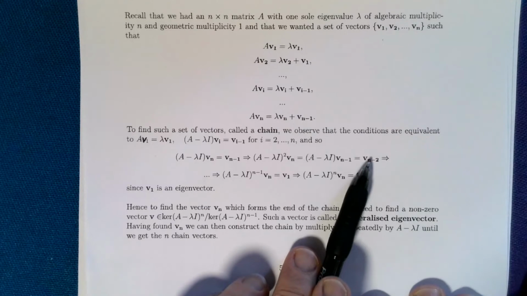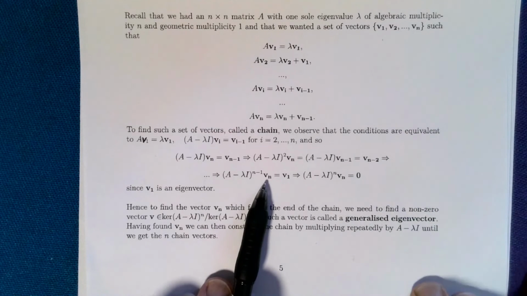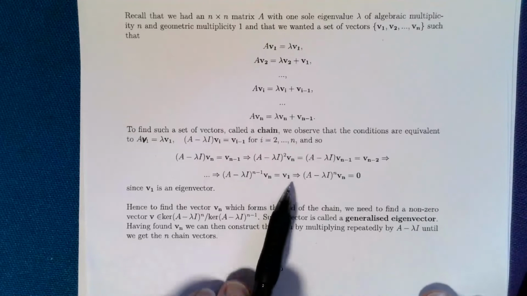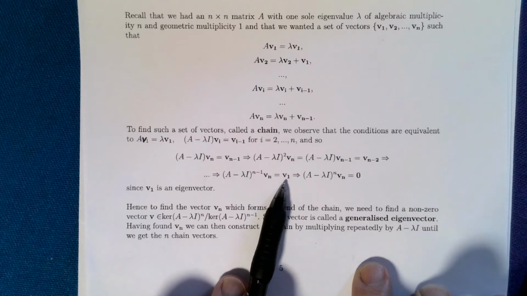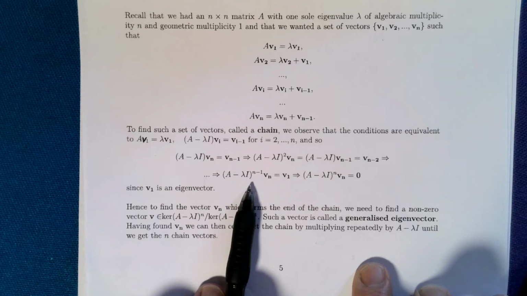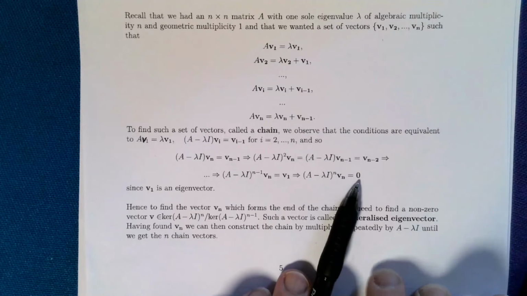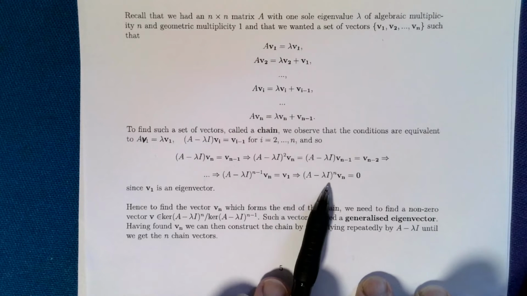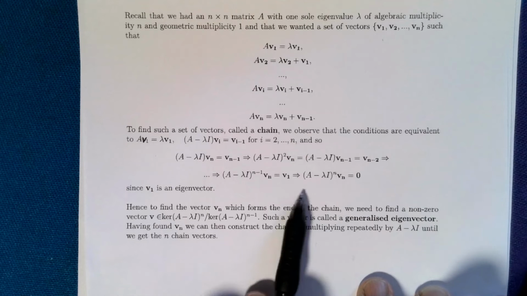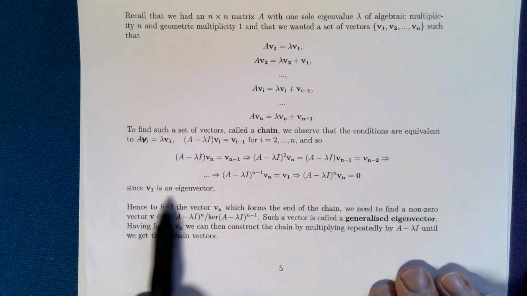And you can repeat this process until you get to (A minus lambda I) to the n minus 1 times Vn, and that will get you all the way back to V1. And finally, remember V1 is an eigenvector, so V1 is in the kernel of A minus lambda I. So if I multiply by A minus lambda I for the last time, I get (A minus lambda I) to the n times Vn is the 0 vector, because V1 is an eigenvector, so it lives in the kernel of A minus lambda I. So when you multiply A minus lambda I times V1, you get the 0 vector. That's because V1 is an eigenvector.